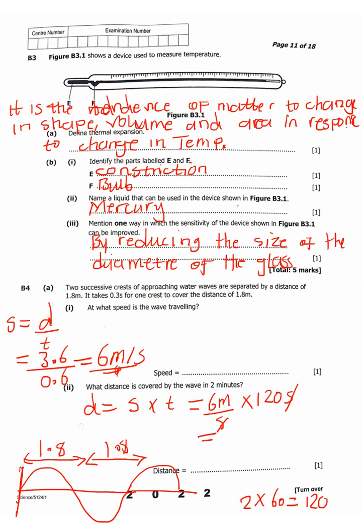So 6 times 0 is just 0. 6 times 2 is 12, plus 6 times 1 is 6, plus 1, 720. So the distance that can be covered in 2 minutes is 720 meters. So whenever you are given time in hours or minutes, please remember to convert them into seconds.